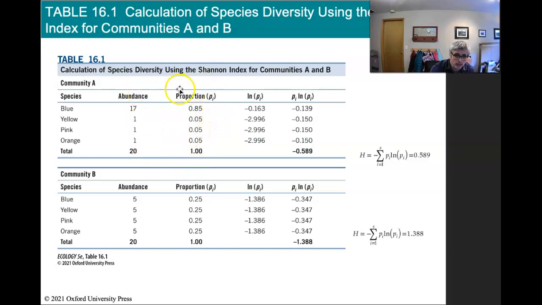So that's abundance and proportion. Go down here and look at community B, where we have an even distribution, where we have 4 species, blue, yellow, pink, and orange. There's 5 each, and then the proportion of that's 0.25. So the 4 species each represent a quarter of the overall number of organisms we count. So you can think of proportion as the number of organisms represented by that one given species.